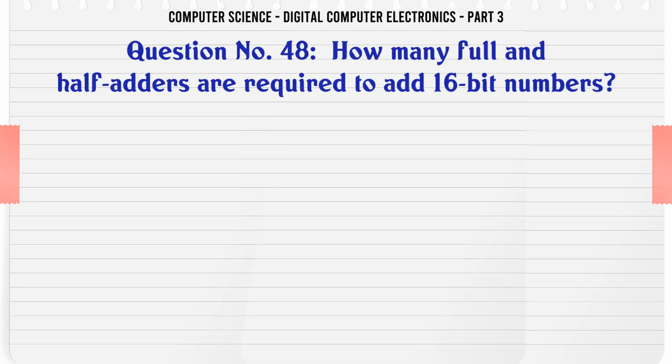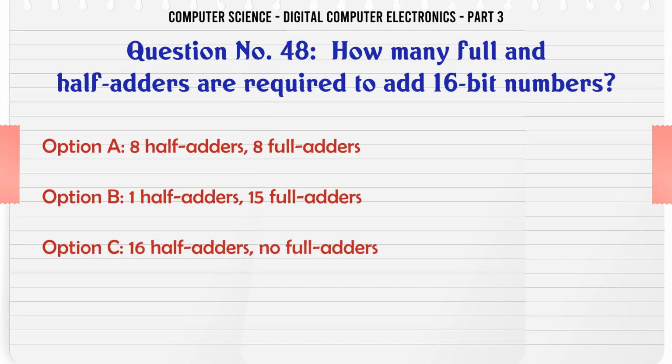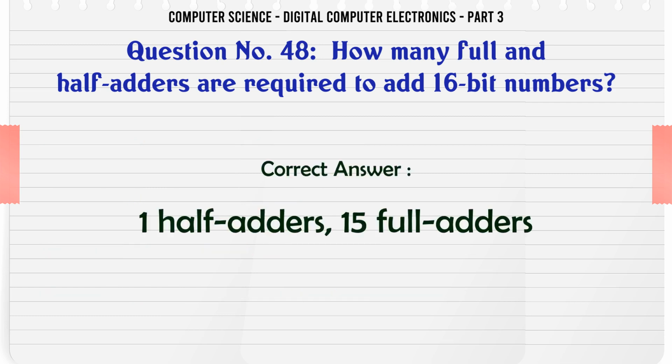How many full and half adders are required to add 16-bit numbers? A. 8 half adders, 8 full adders. B. 1 half adder, 15 full adders. C. 16 half adders, no full adders. D. 4 half adders, 12 full adders. The correct answer is 1 half adder, 15 full adders.